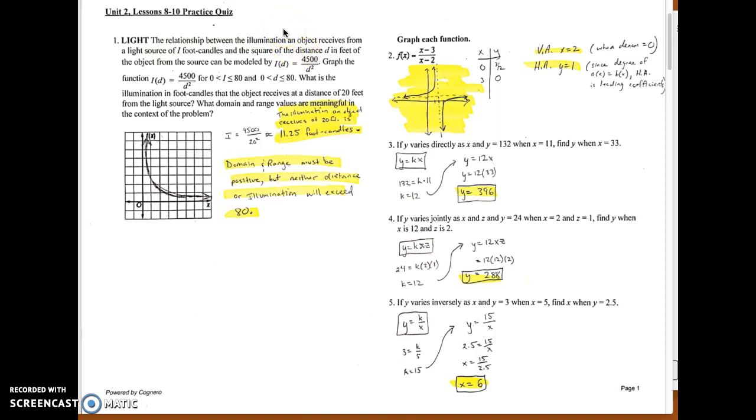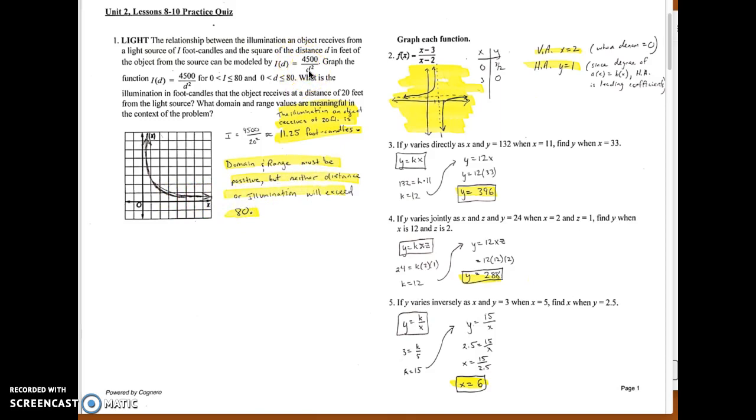So this problem, because the numerator is positive, is going to only be in quadrants 1 and 3. And because the denominator cannot equal 0, then we have a vertical asymptote of x equals 0, which is the y-axis, so the function will never touch the y-axis.